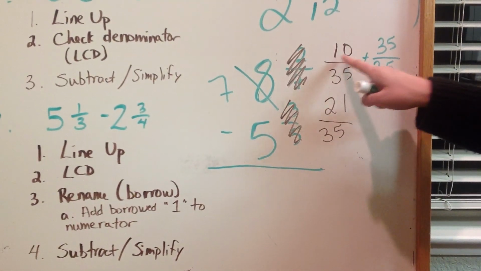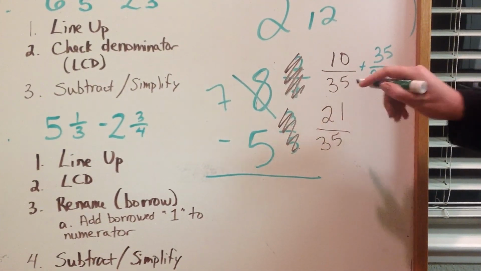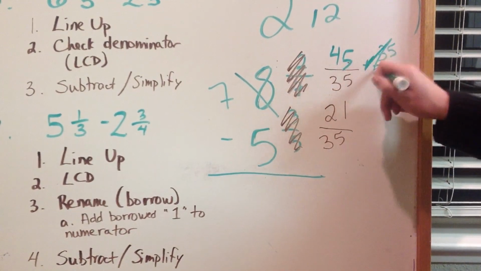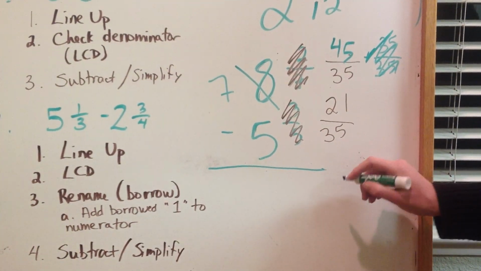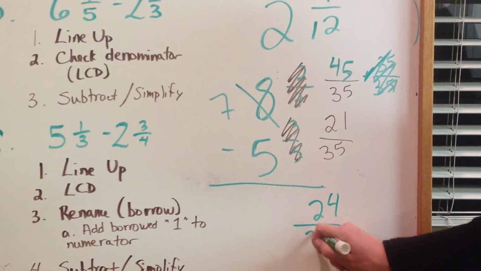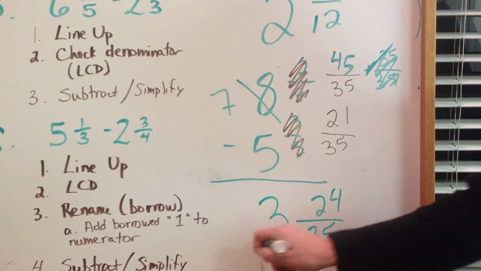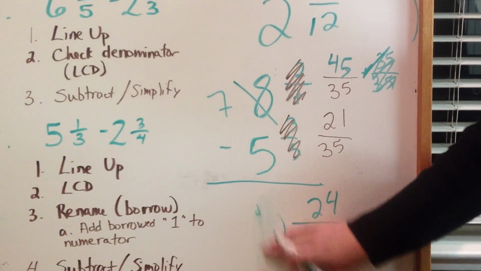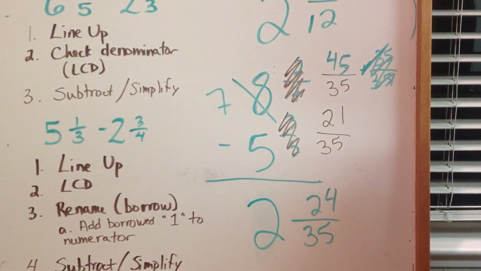My problem here is that 10/35 cannot take away 21/35, so I have to borrow from my 8 and make it a 7, and now I'm going to rename my fraction. I'm going to add to this a fraction that is equal to 1 that has the same denominator. 35 over 35 is just a 1, because 35 divided by 35 is a 1. And so 10/35 plus 35/35 is 45/35. So I've added it on, and now I can subtract. 45 minus 21 is 24/35. 7 minus 5 is 3. And that's it. Oh, sorry, 7 minus 5 is 2. Thank you. My husband corrected me there. Yay, him. All done.